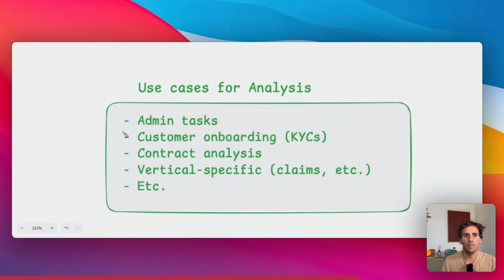So there are many use cases for those kind of analysis agents. So anything around admin tasks, so billing, handling expenses, but also customer onboarding, contract analysis, and anything that is vertical specific. So if you work in shipping, you probably need to analyze shipment documents. If you're in the insurance industry, you would have to analyze claims and so on and so forth. This was AI agent number four, which is about analysis. Now I'm going to move on to AI agent number five, which is about research.